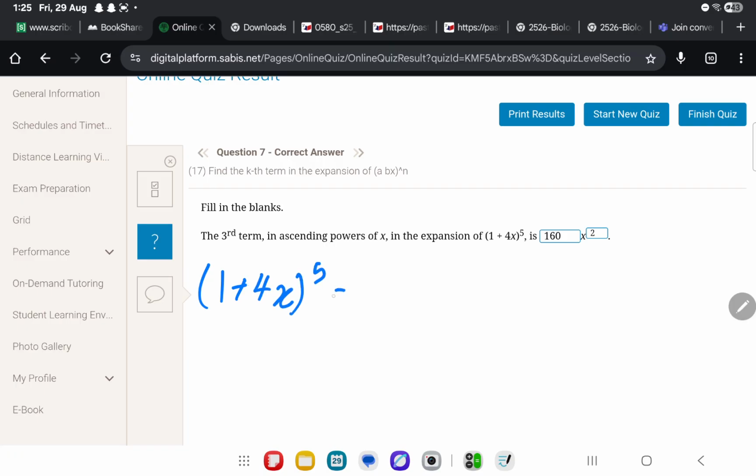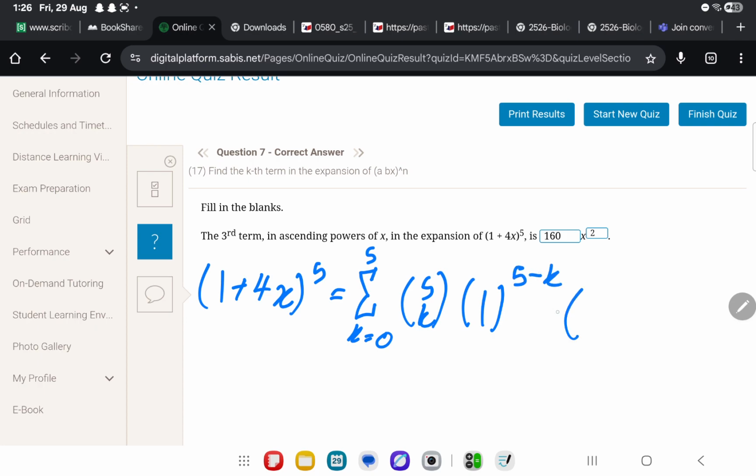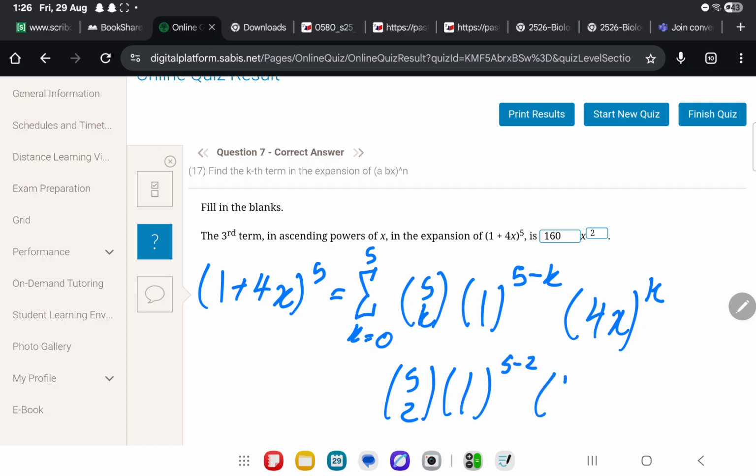First of all, again, always write the summation, the sigma notation first for this expansion. k is equal to 0 up until 5. 5 choose k into, what was it? 1 to the power of 5 minus k into 4x to the power of k. Okay, this is our general form for this summation. Now remember, k here is equal to 2, so it's going to be 5 choose 2 into 1 to the power of 5 minus 2, and 4x to the power of 2. Do this on a calculator now.